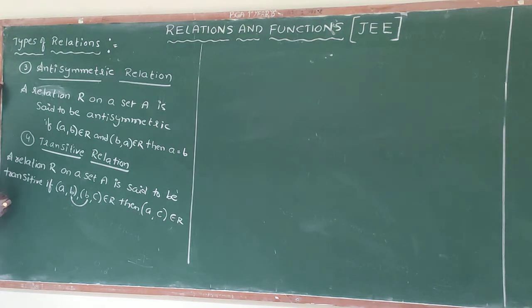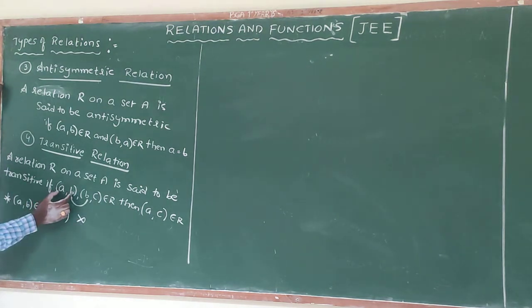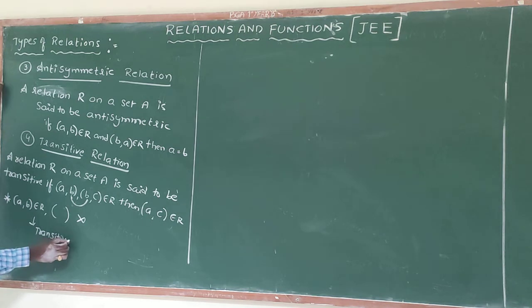In this, one special case is there. If the first pair exists but the second pair does not exist, only the first pair exists, that can be considered as transitive. Why? Because if you want to compare, we require how many ordered pairs? 2 ordered pairs. But here only one pair exists, the second corresponding pair does not exist. In that case also, it can be considered as a transitive relation.